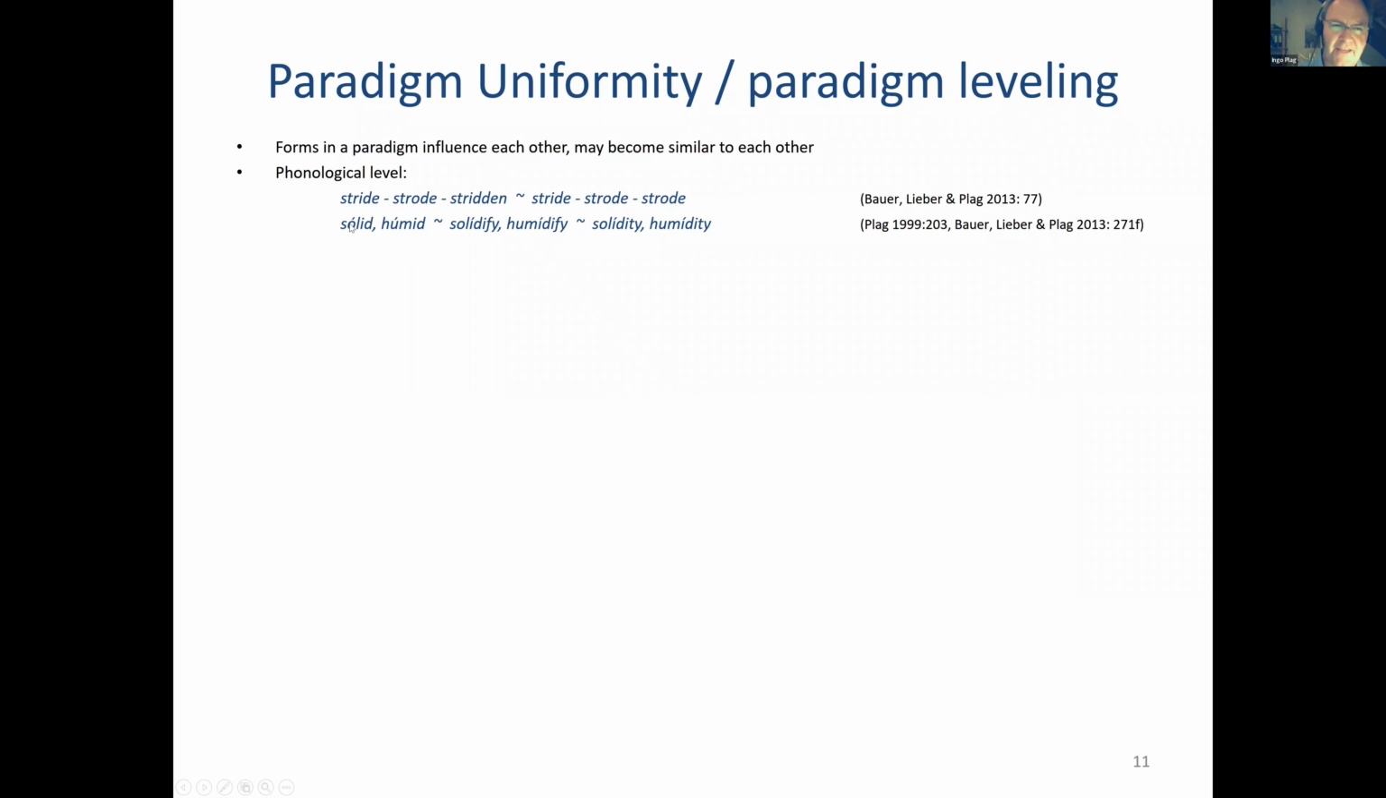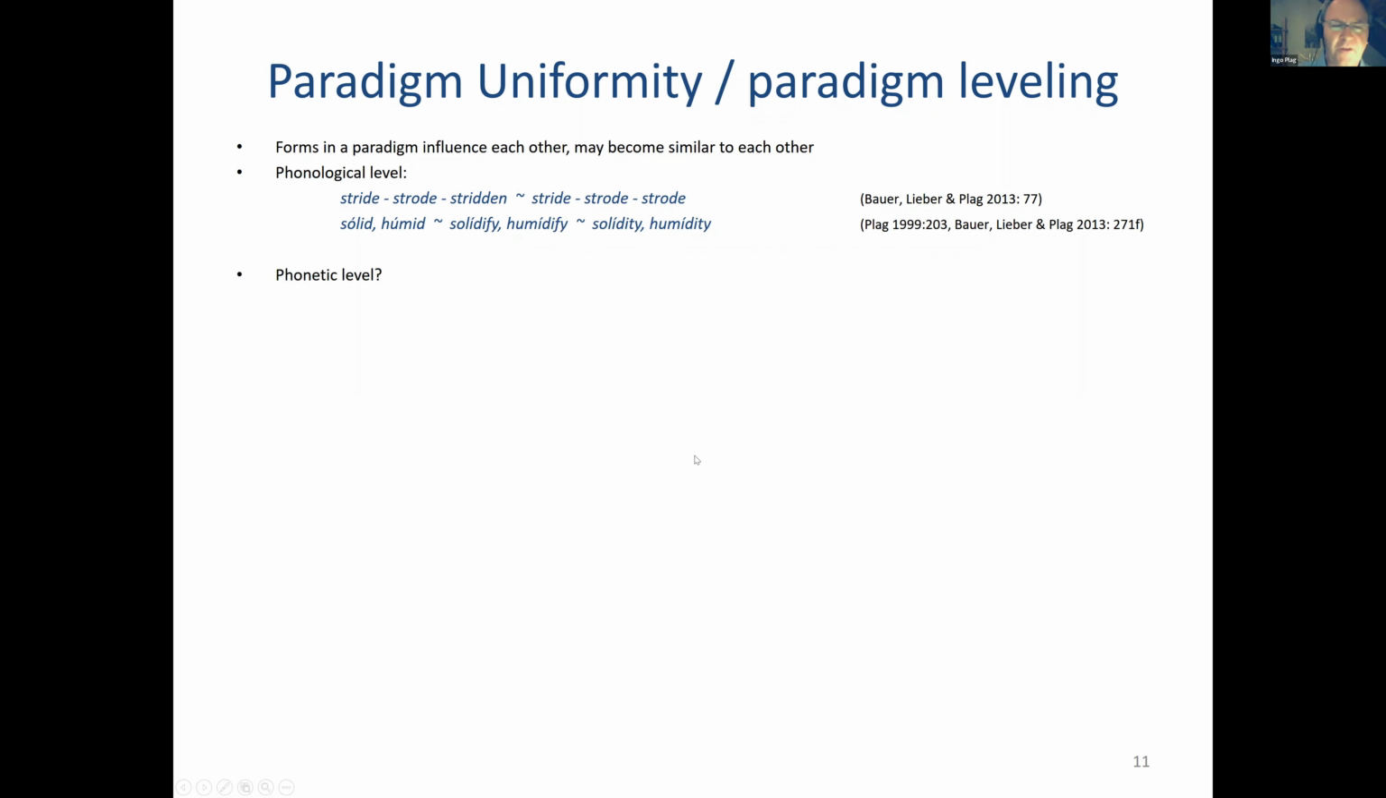Now, how can we explain this curious exception of the generalization that ify does not stress shift? Well, I think what we see is that it's a paradigmatic effect in the paradigm of the morphological family of the base solid, because we also have solidity, humidity, and the curious fact is that all the words that you find in the lexicon that show this shift are words where the ity form was attested much earlier than the ify form. So this is a kind of paradigm uniformity effect that also happens with speakers these days.